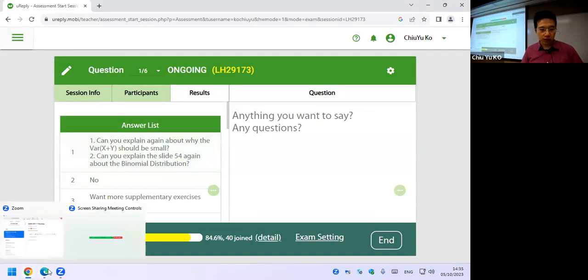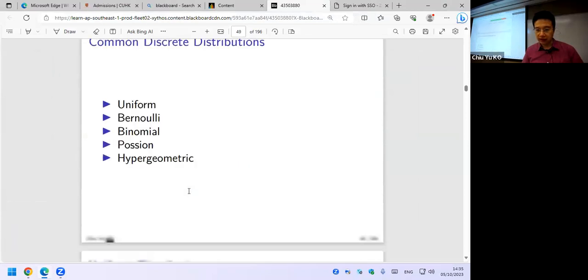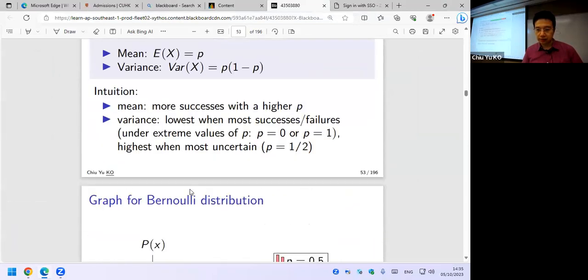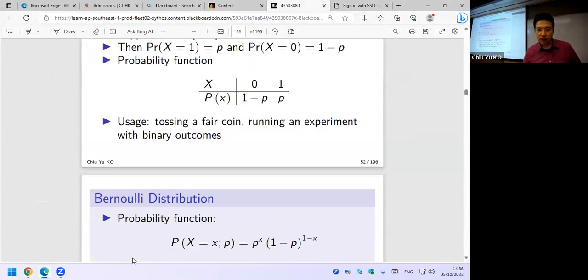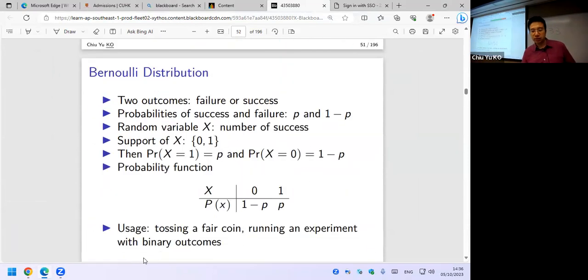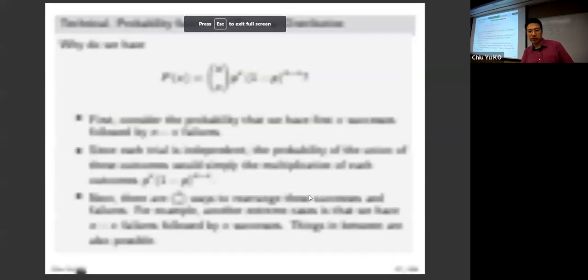Slide 54. I'm not sure my slide is the same as your slide. I guess this one is right. Is it this one I want to explain? Slide 54. Yeah. Oh, okay, this one. Okay. So someone asked me to explain this again. Oh, sorry. Explain this slide again.